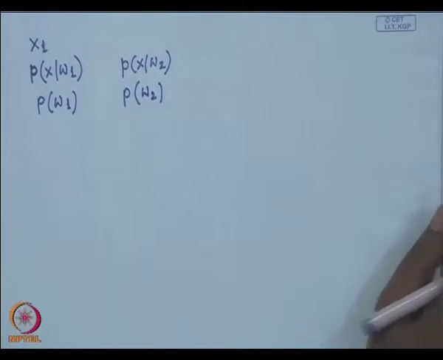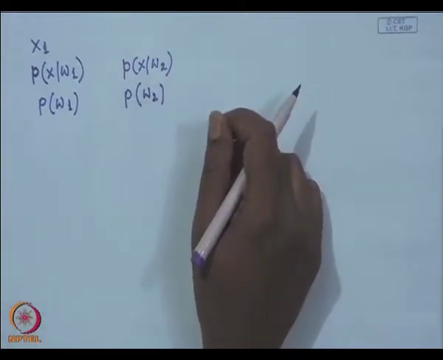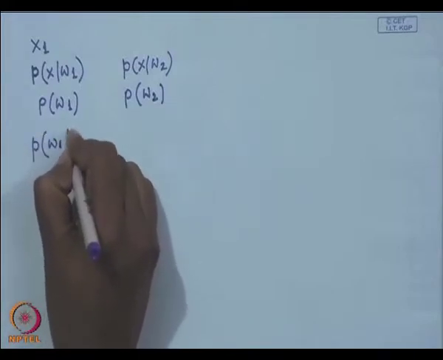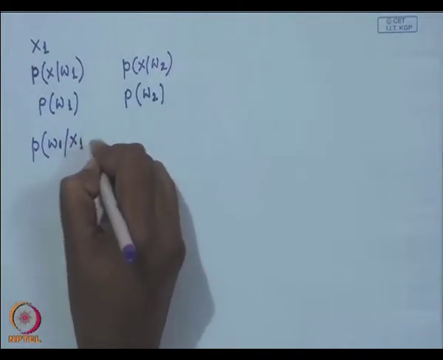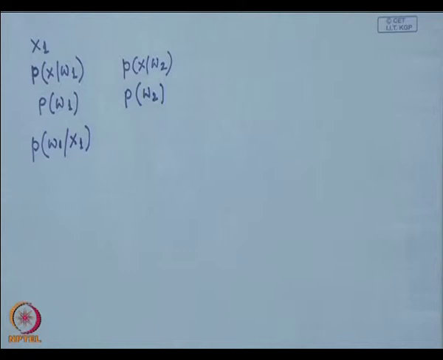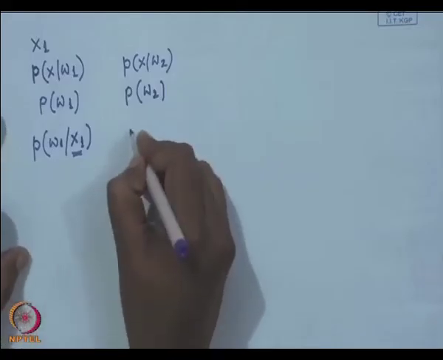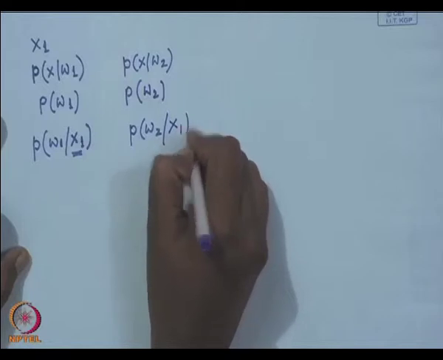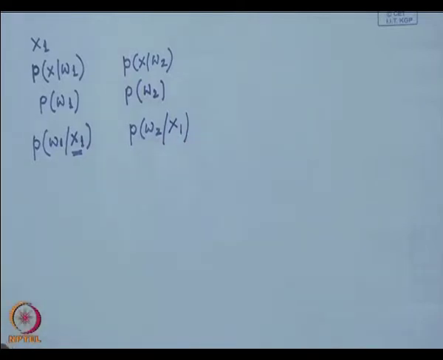And given this, I have to find out p of omega 1 given x 1, where x 1 is the unknown feature vector. Once I have this observation of the unknown feature vector x 1, I have to compute the probability that x 1 belongs to class omega 1, which is p of omega 1 given x 1. I also have to compute p of omega 2 given x 1, that is, given this unknown feature vector x 1, the probability that it belongs to class omega 2.